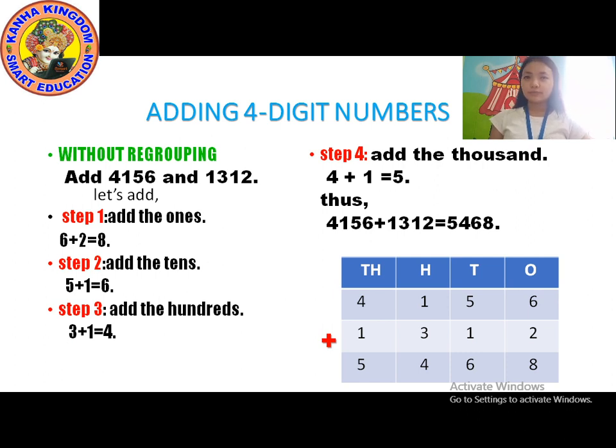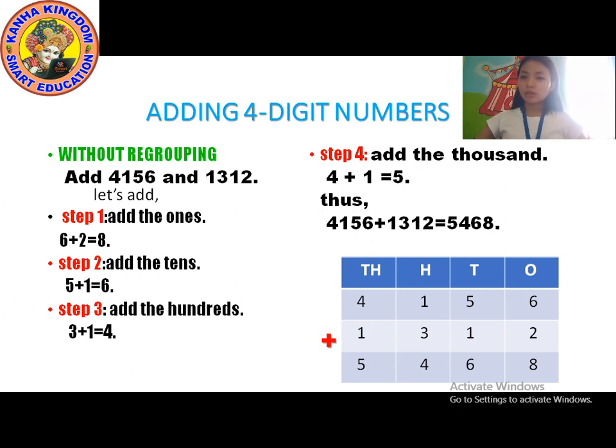So while adding the numbers 4156 and 1312 without regrouping, we got the sum 5468, right? 5468 is the sum of 4156 and 1312, right?